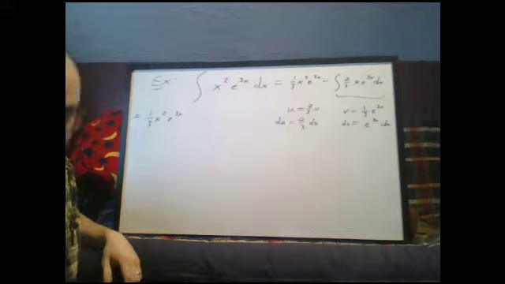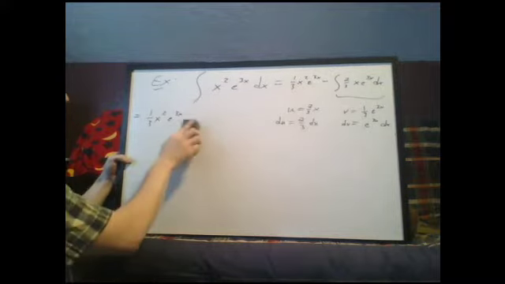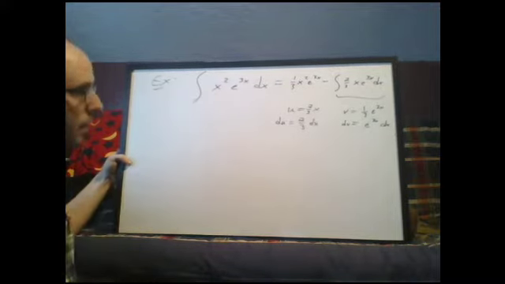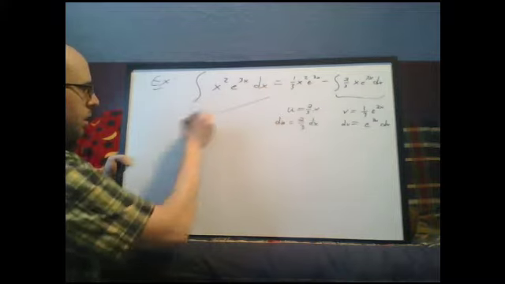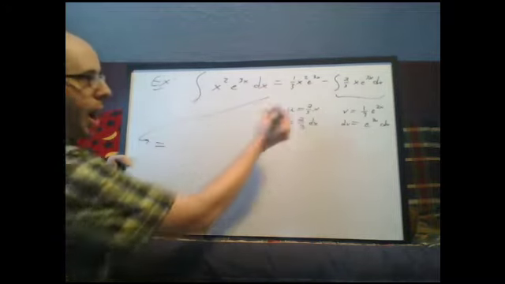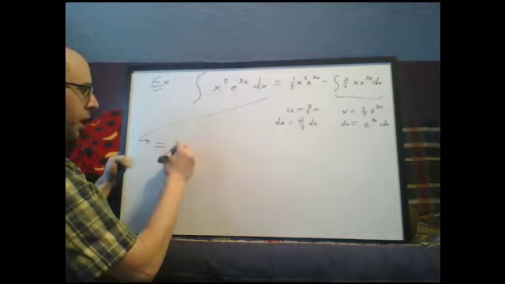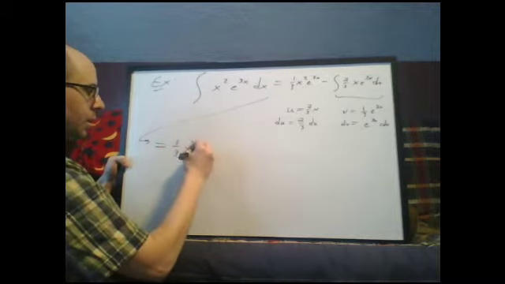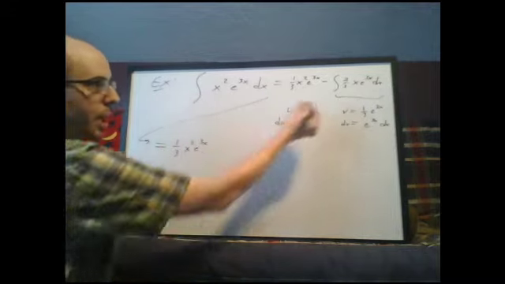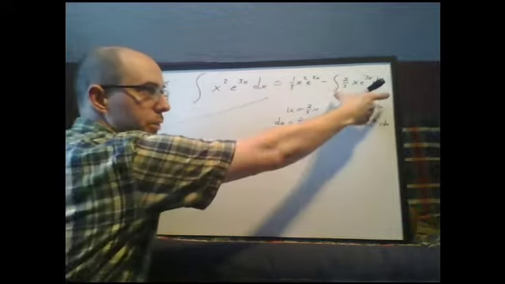Okay, now I'm going to need some more space here. Let me move the next line down. So now this becomes, I've already got 1/3 x squared e to the 3x. Then I have minus this integral.